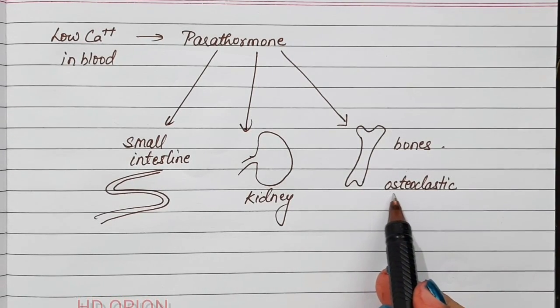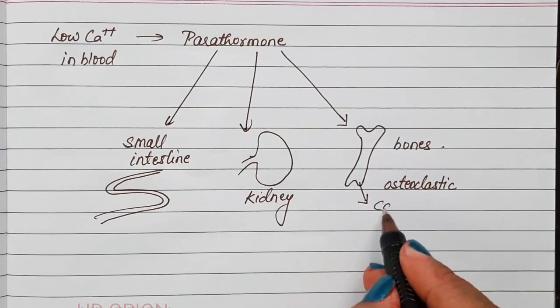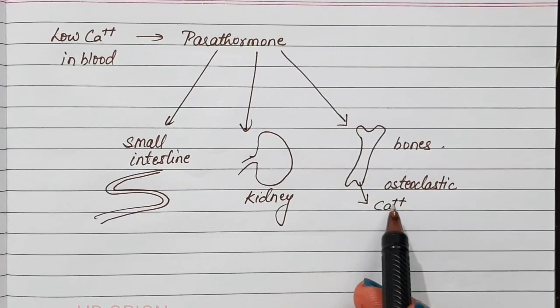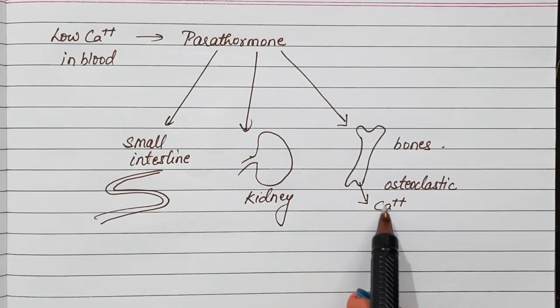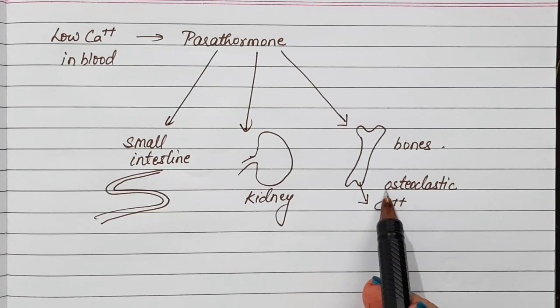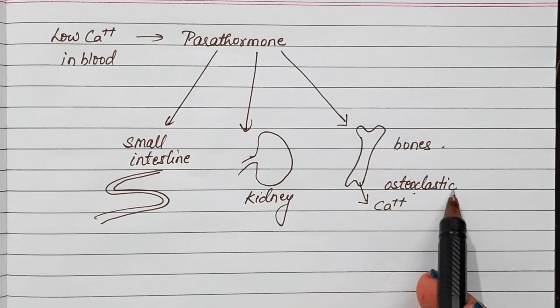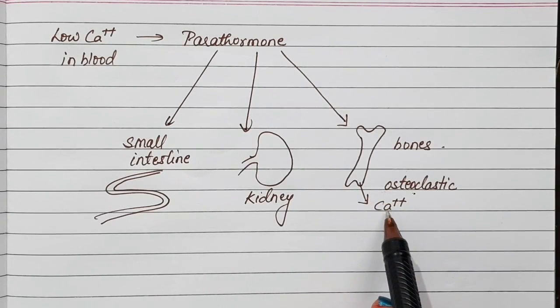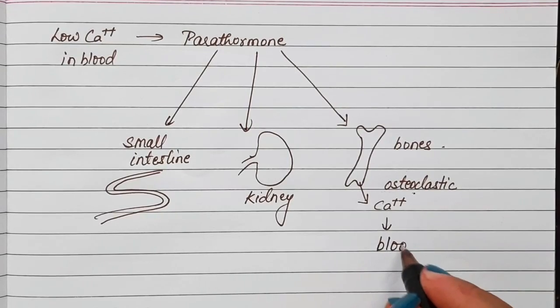But what is osteoclastic activity? In this, the calcium is drained away from the bones. So in this way the calcium ions are removed out of the bones. The word osteo is related to bones always. So osteoclastic activity releases the calcium ions from the bones into the bloodstream.